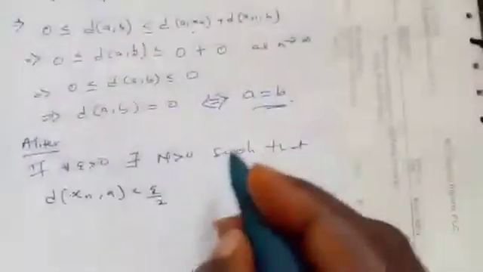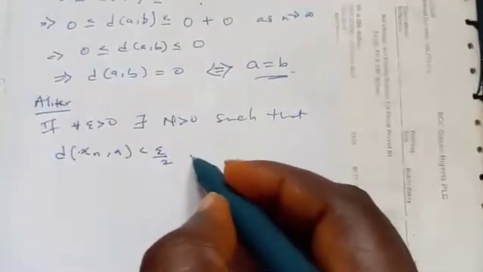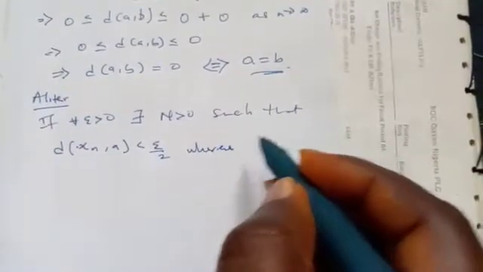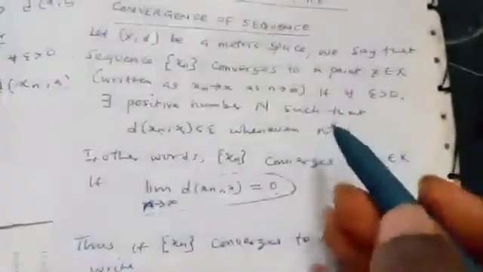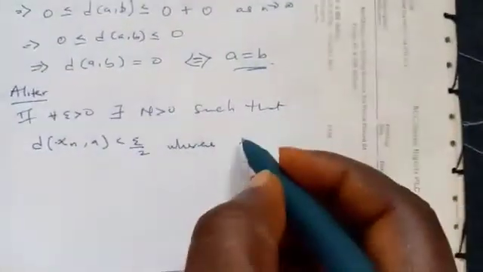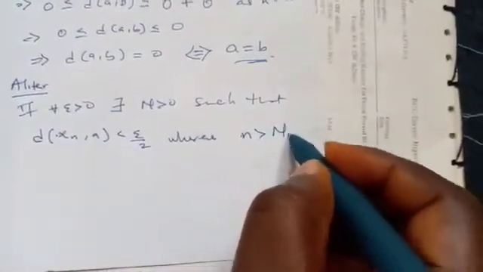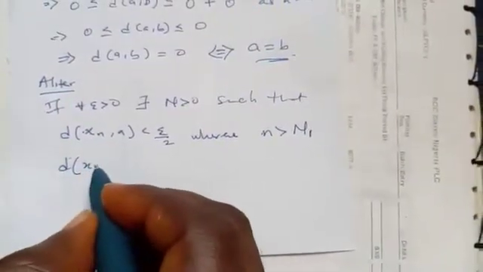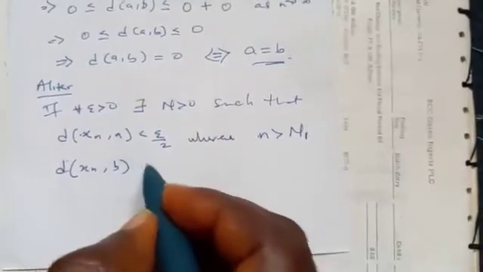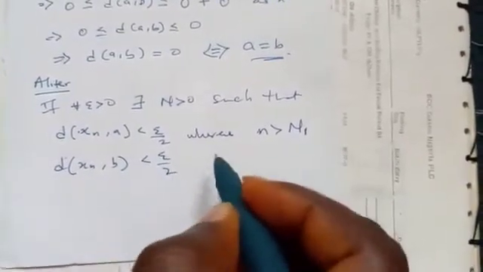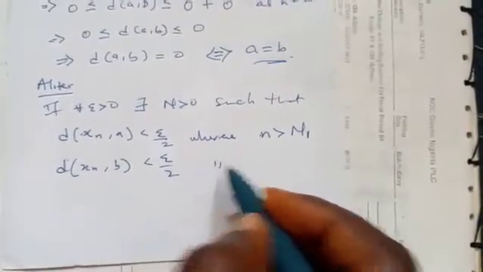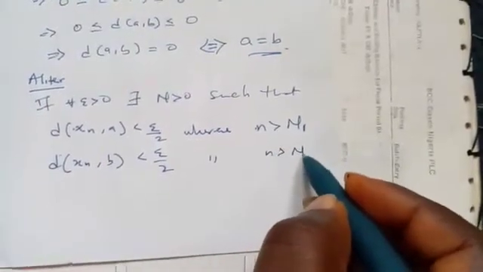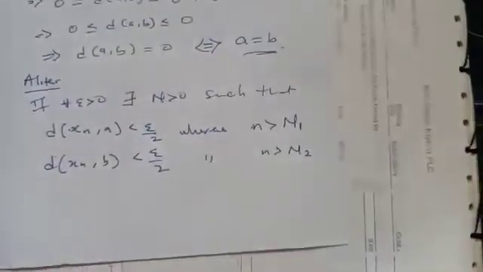So what we have there is, whenever n is greater than capital N, but we are dealing with two things, we can say whenever n is greater than N1. Also, we say that d of x_n comma b is less than epsilon over 2 whenever n is greater than N2.